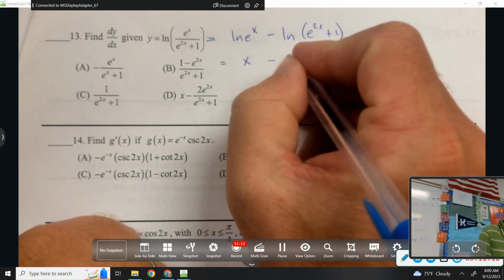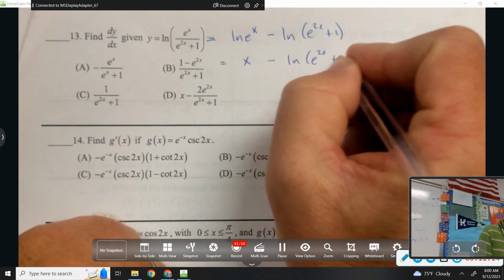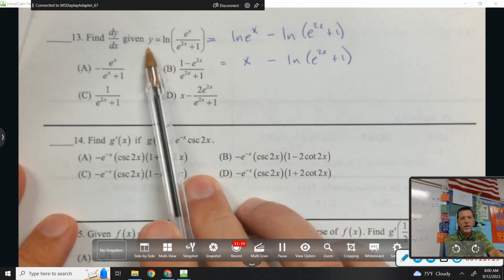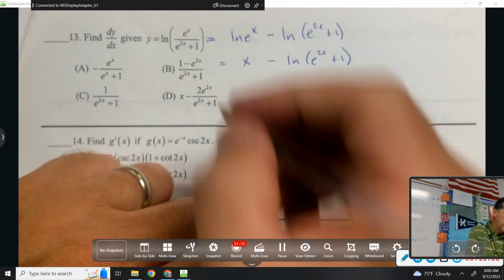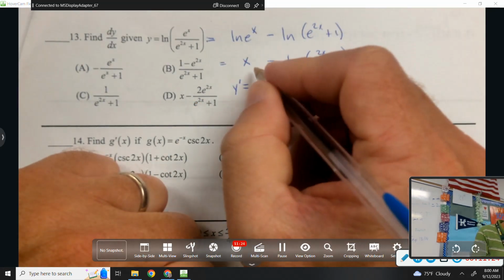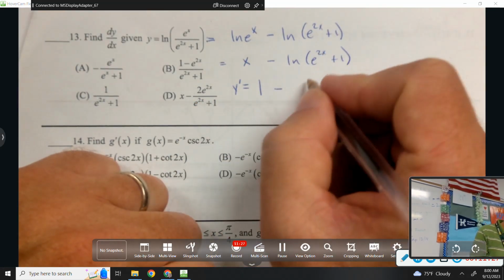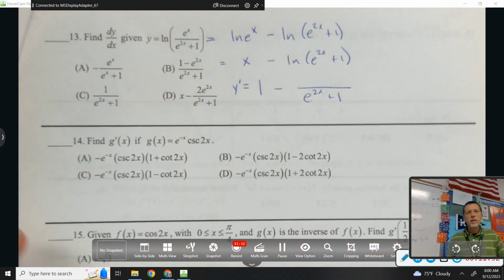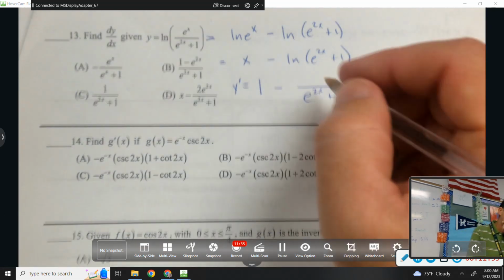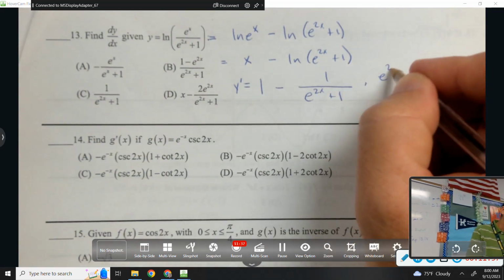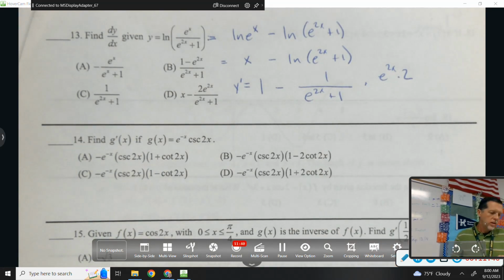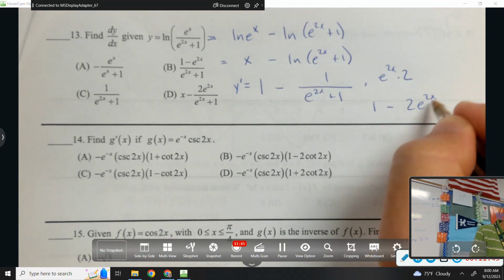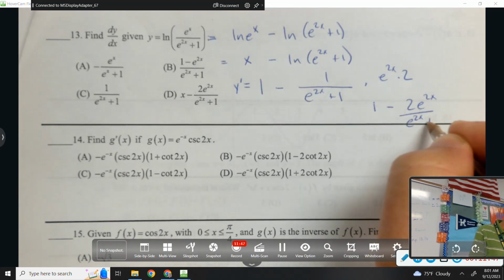X can come down front. And I'm tagging on equal signs, which is fine because they're all attached to that y equals. Now I'm done with algebra. Now I want a y prime. So derivative of x is 1. Derivative of natural log is 1 over the argument times the derivative of the argument. So that would be e to the 2x times 2. Okay, so 1 minus 2e to the 2x over e to the 2x plus 1.